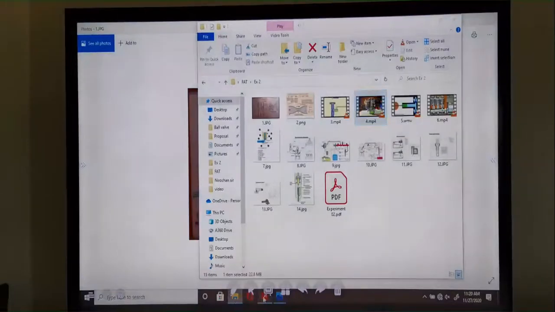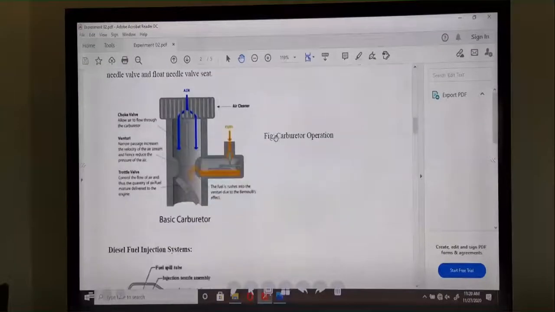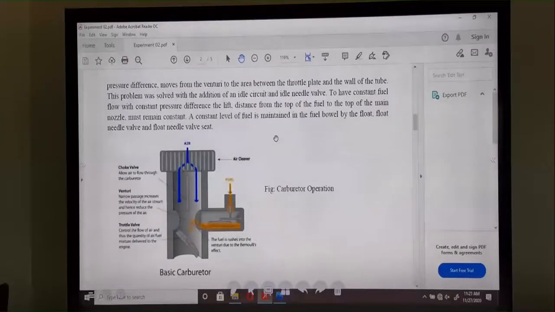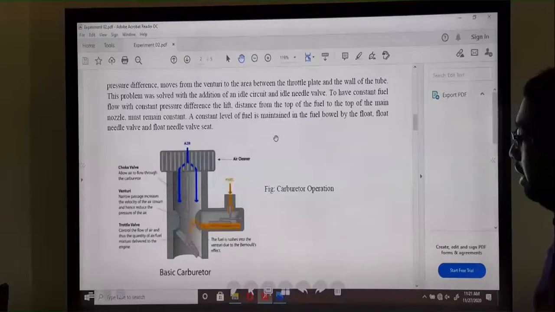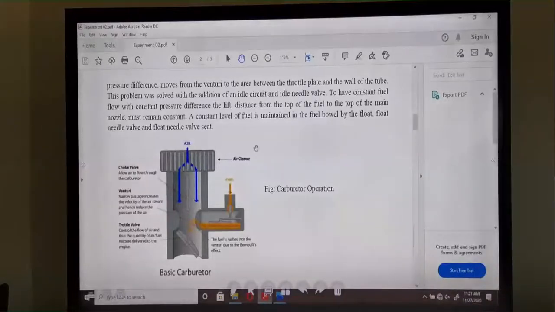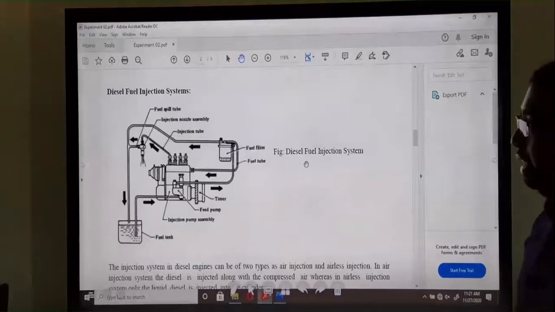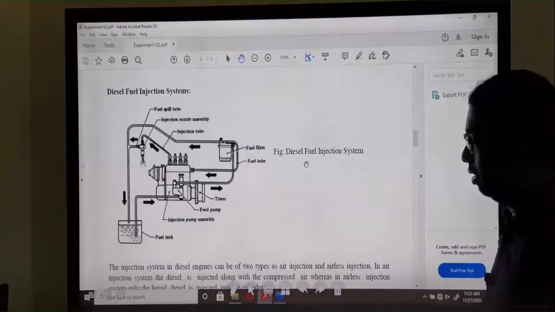So next these are the explanation and details of the carburetor. These are the things you can see in the left sheet. So next we go to diesel fuel injection.